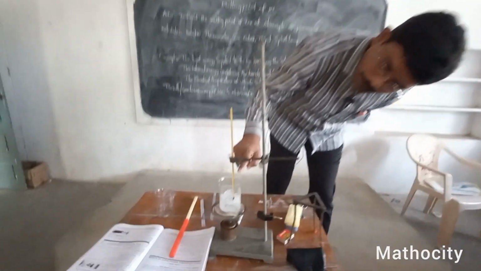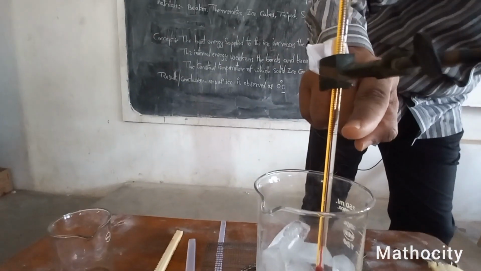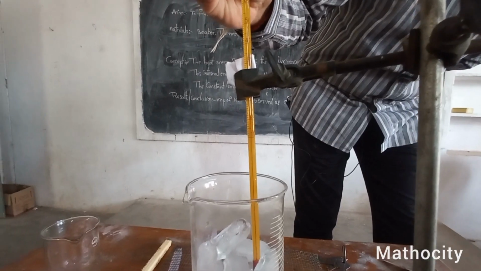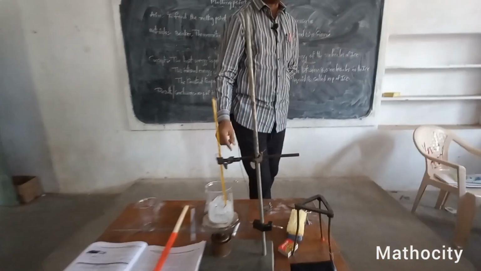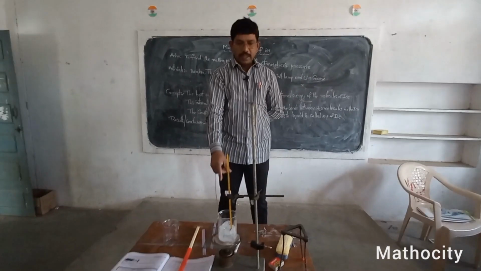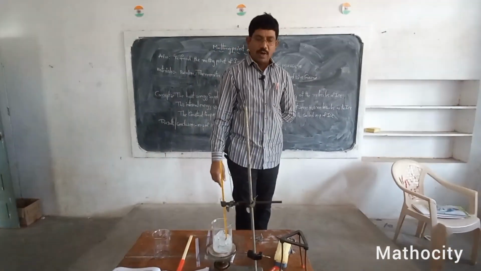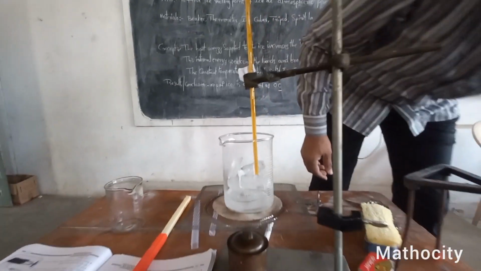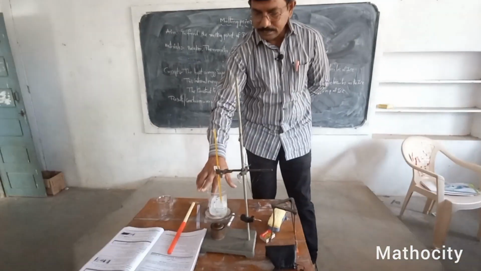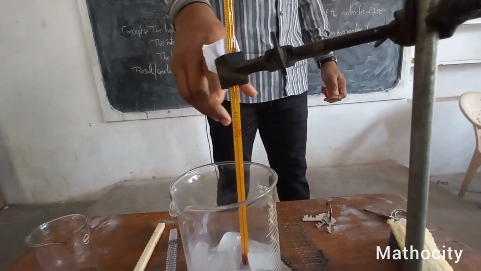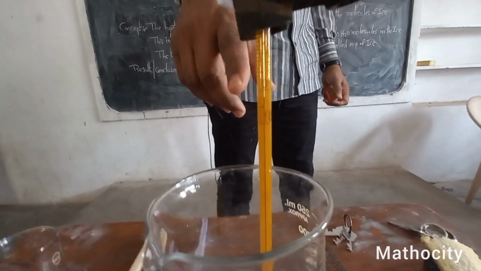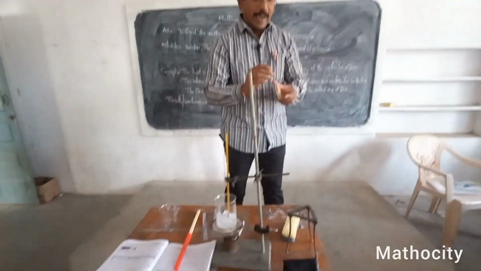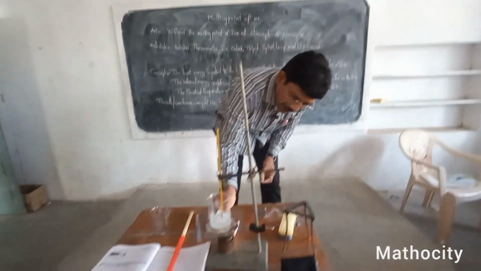Observe this. The temperature is gradually falling down. Now it is 10 degrees. Is it falling down or not? The temperature is decreasing. Now the temperature is minus 3 degrees. So what am I doing? I am heating the ice cubes with the help of the spirit lamp.